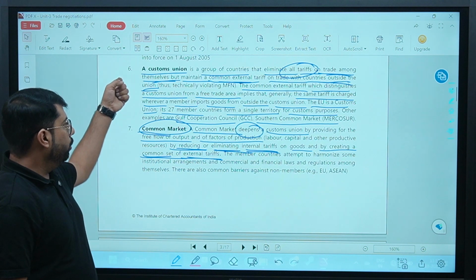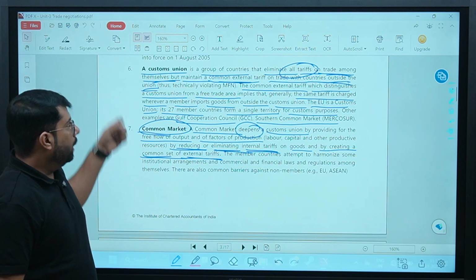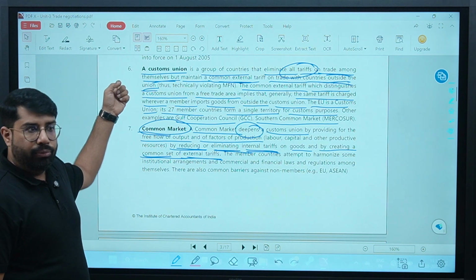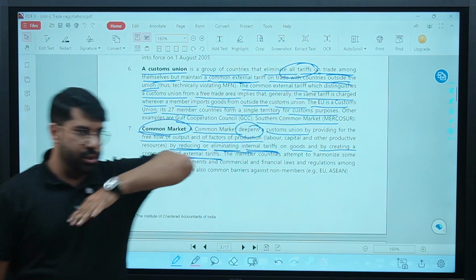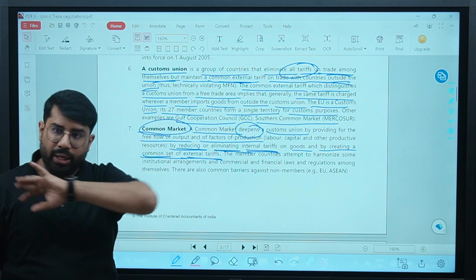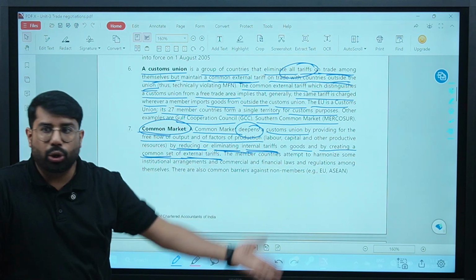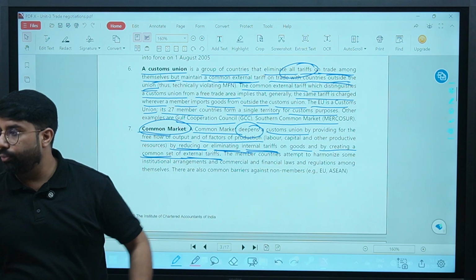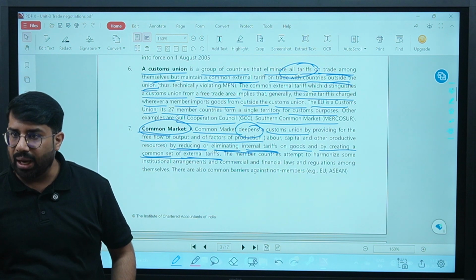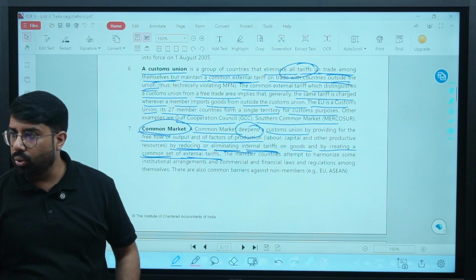Difference between customs union and common market is, here the free flow is in inputs. I mean, when we import the goods, there is a free flow. But here it is talking about the export of goods. Export of goods is free flow. Are we clear with things? Yes or no? Yes, sir.